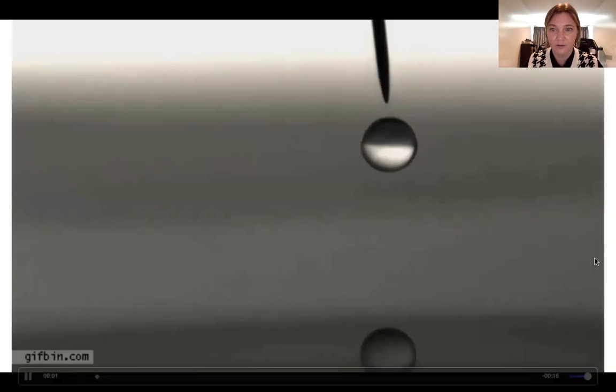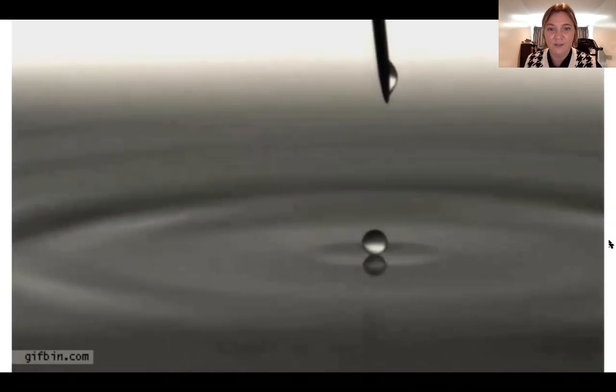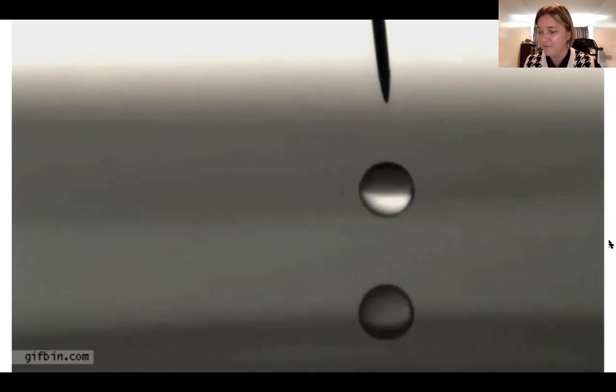Here we go. So look at that surface tension. And finally, a little bit joins with the bloop. Amazing. Bing. And the droplet gets smaller. That even bounced on the surface before completely disappearing.